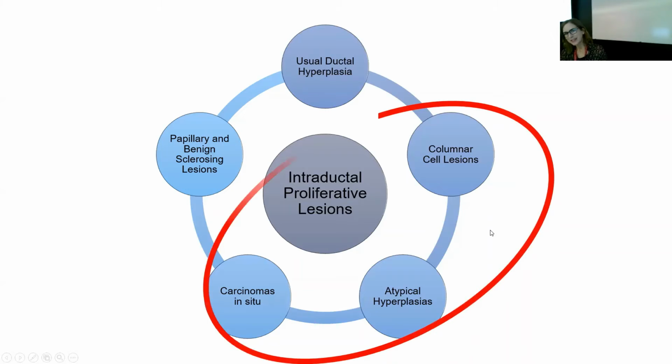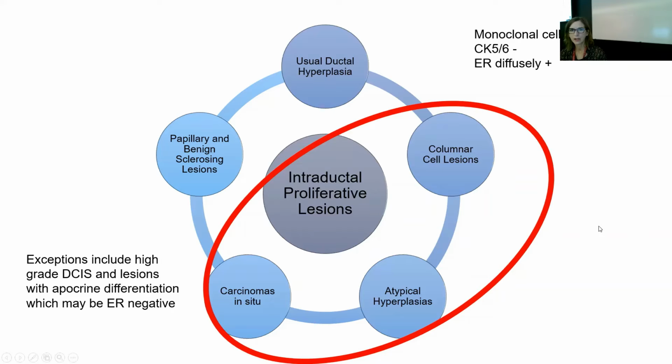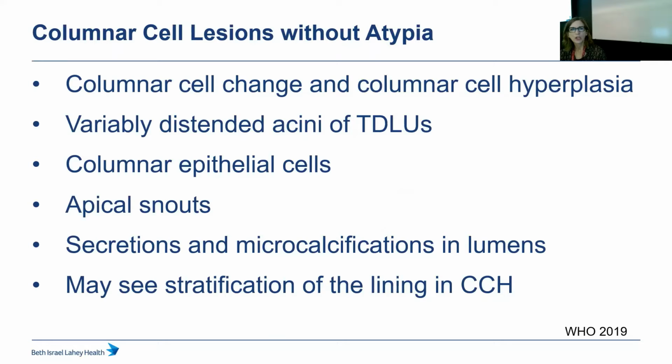Moving now to the other side of my little diagram here, what do these entities have in common? What they share is that they're composed of a monoclonal cell population, in which case the CK5/6 would be negative and the ER strongly and diffusely positive. Exceptions, as I already mentioned, would include high-grade DCIS and lesions with apocrine differentiation, in which ER could be negative. So, columnar cell lesions without atypia.